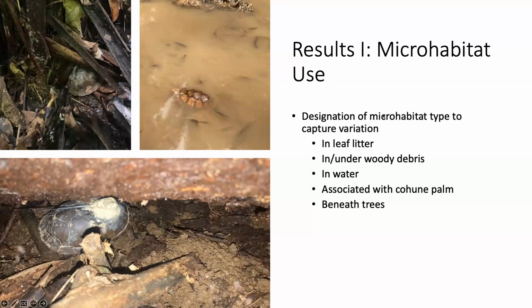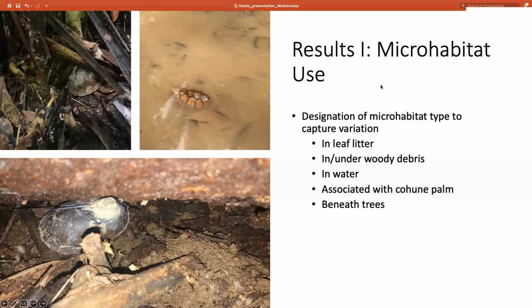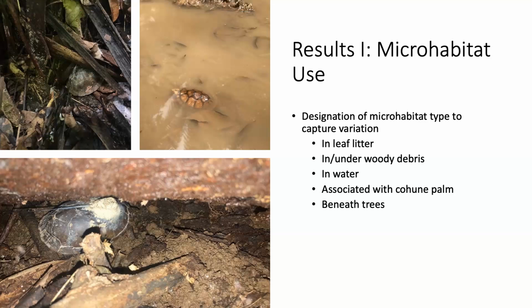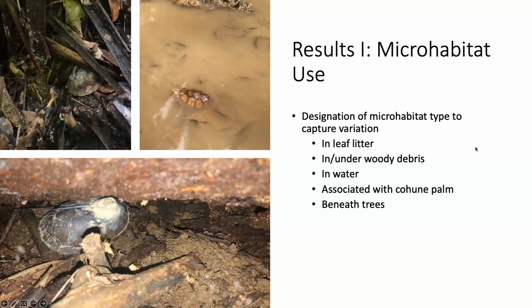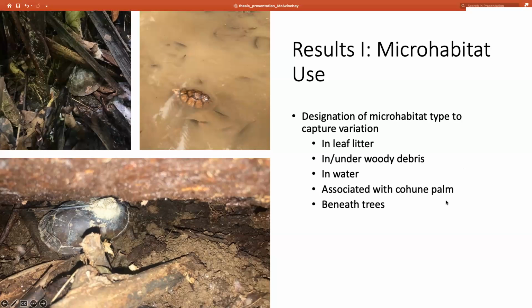So the results section, I looked at their microhabitat use. I just wanted to see where they were. It's not really documented in the literature, where they live, where they go. So I identified a number of different categories: leaf litter, in and under woody debris, in water, associated with the cahoon palm, and underneath trees. You can see some of those represented.